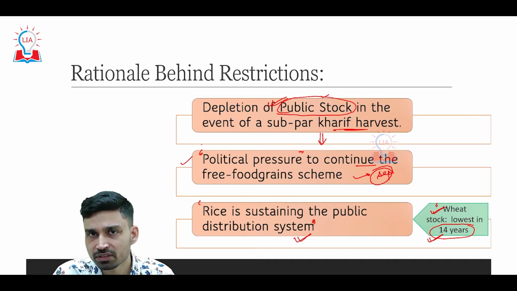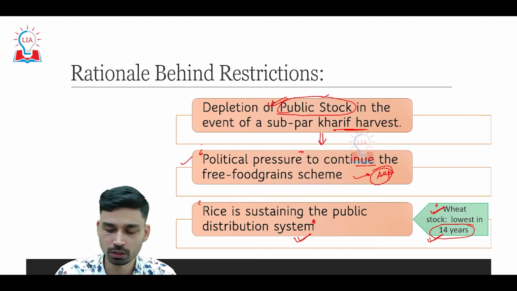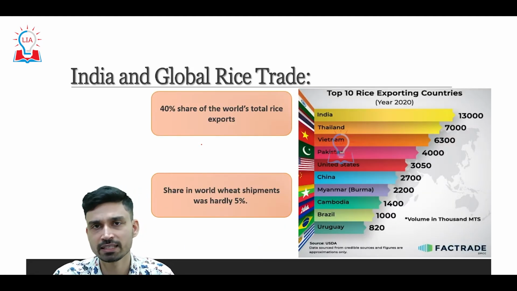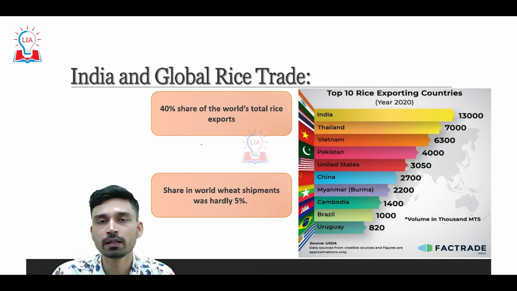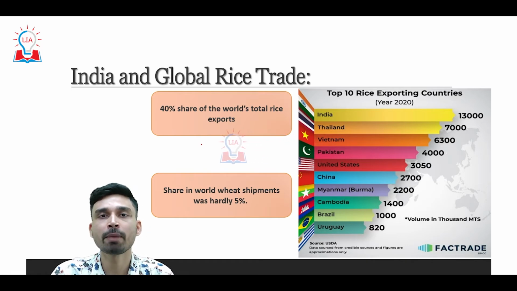So these are the basic 3-4 reasons why government is trying to put a curb on rice, as it has done before in the case of wheat as well. So this is about the rationale and the impact of this curb on the rice export of India. Now let us try to understand how it will impact the global trade.